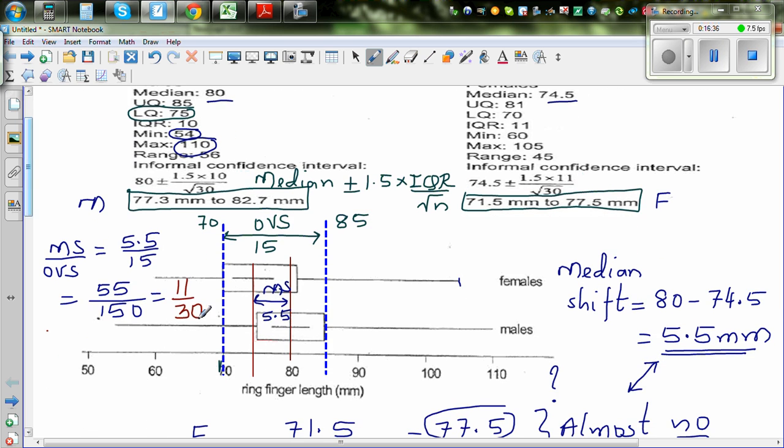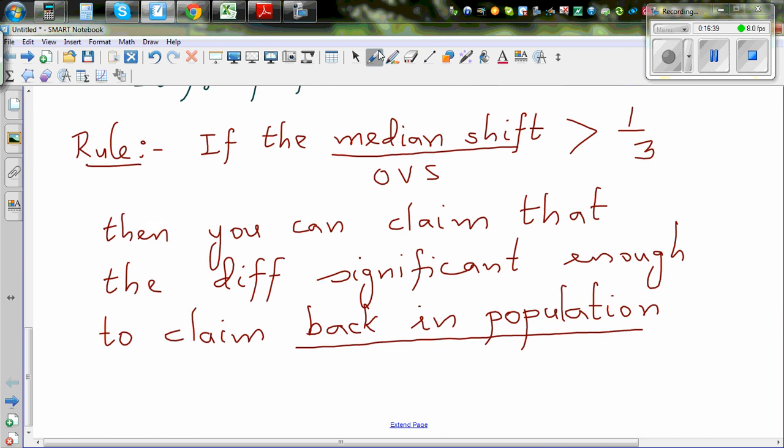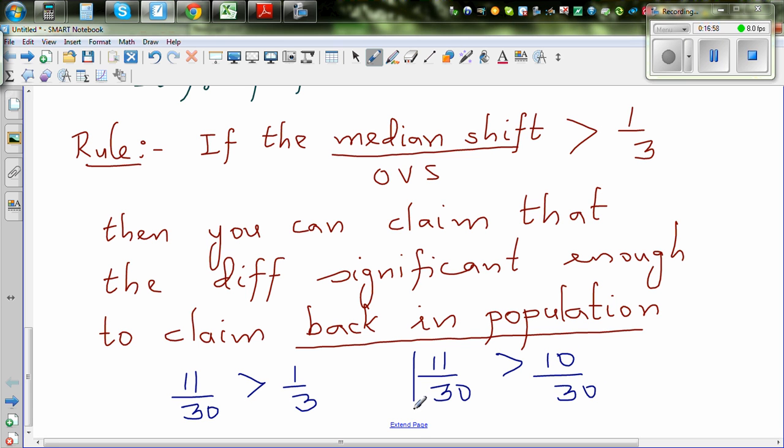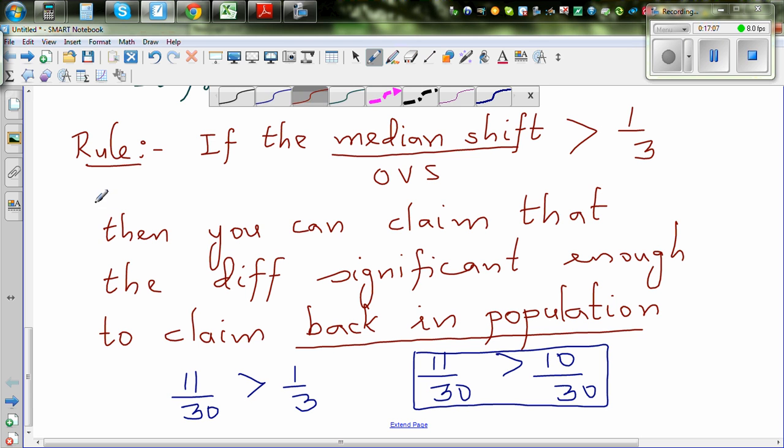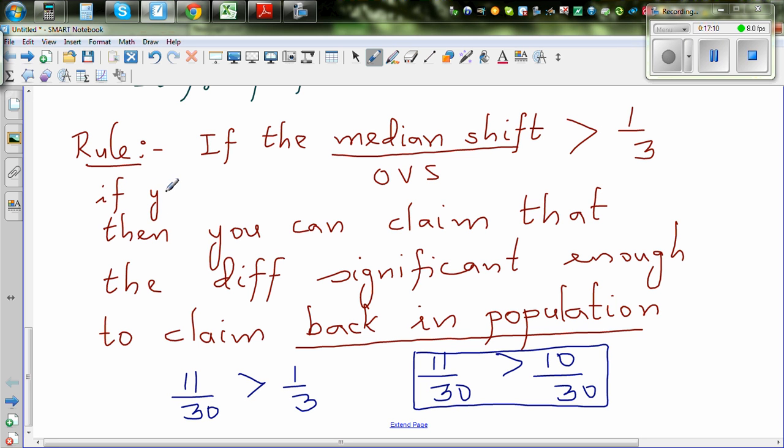Now here, let us come back to our problem. 11 out of 30 is greater than one third. How do I know? Because one third is the same as 10 out of 30. So using logic, 11 out of 30 is greater than one third. And I forgot to write one condition here: if your sample size is around 30.